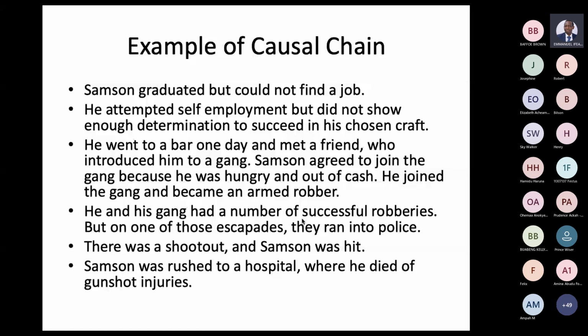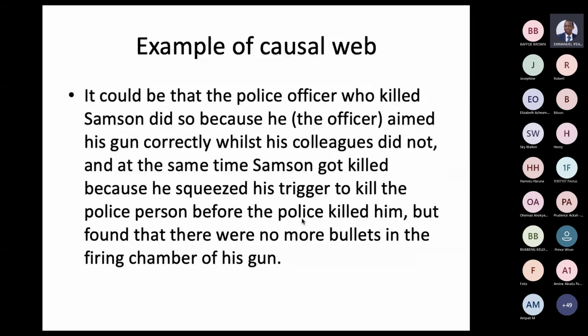Now let's look at the causal web. Example: it could be that the police officer who killed Samson did so because he aimed his gun correctly, whilst his colleagues did not. And at the same time, Samson got killed because he squeezed his trigger to kill the policeman before the policeman killed him, and found that there were no more bullets in the firing chamber of his gun. So all these things were occurring at the same time.